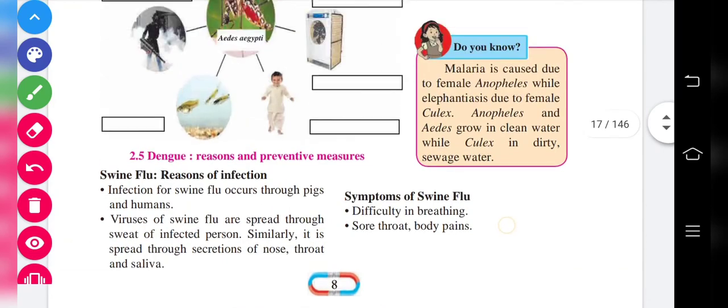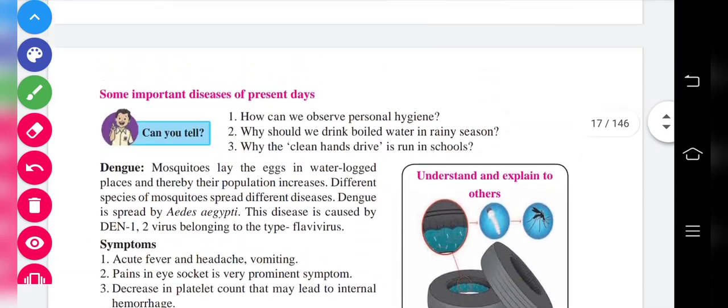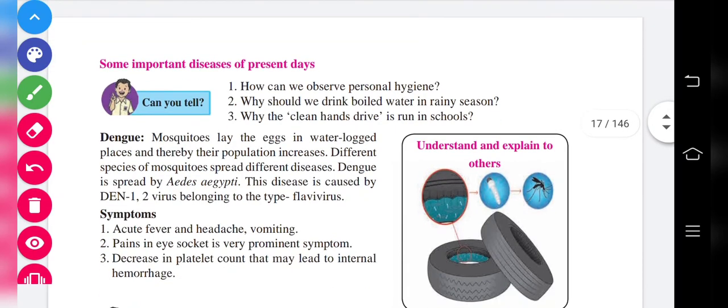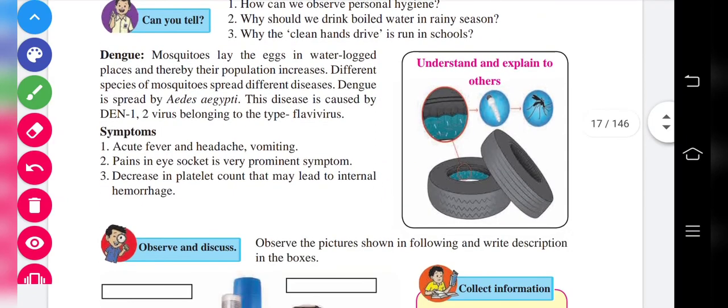So today in this topic we studied the following. First is an important disease and its prevention, corona. You can write down the corona disease, the virus name, its symptoms, and prevention and control or treatment. Second was dengue, spread by mosquitoes, with symptoms of acute fever, headache, and a decrease in body platelets.